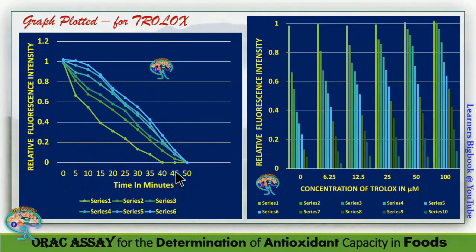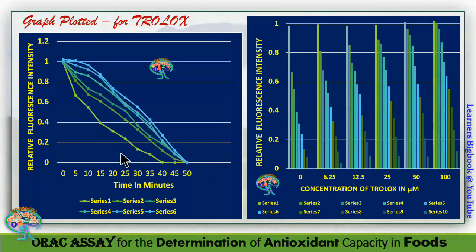Now here, when you consider the values we have seen in the previous slide, it has been shown in the downfall of the intensity. Now here you can see series 1. This series 1 is the F0, that is the blank, and further is the 6.25 of the Trolox, and further 12, further 25, further is 50, and further is the 100.